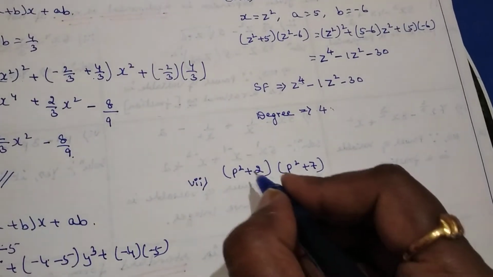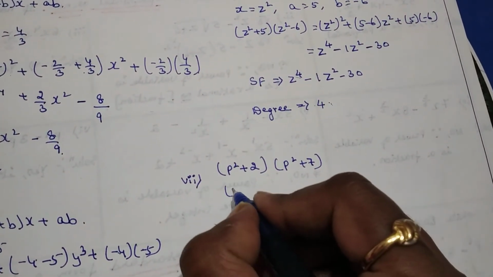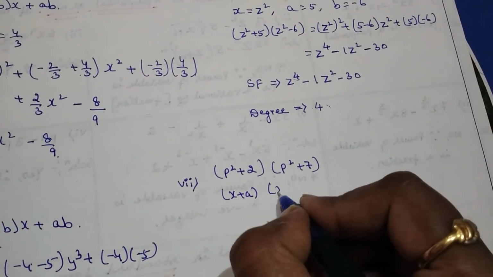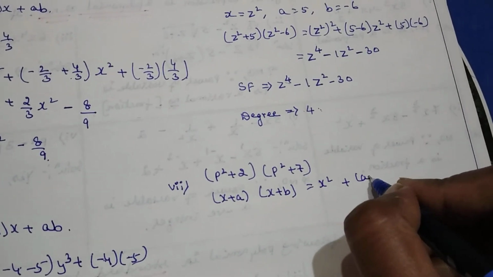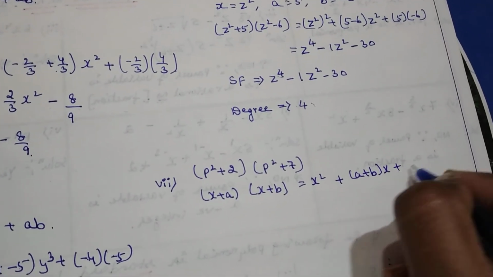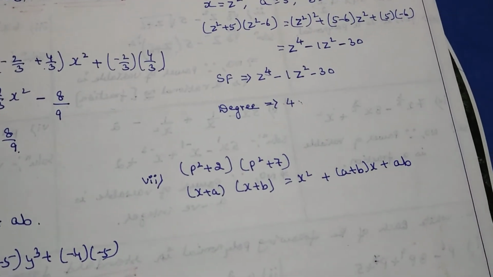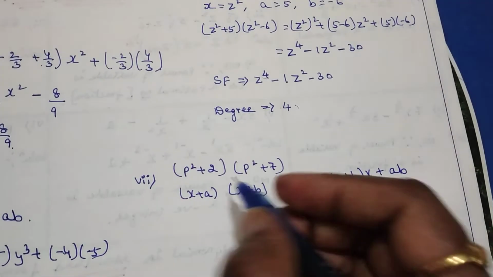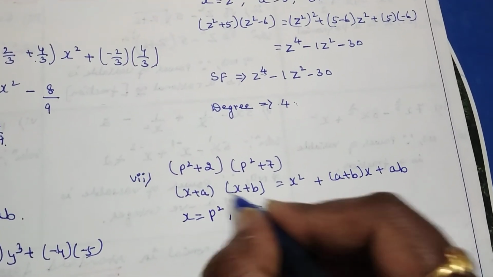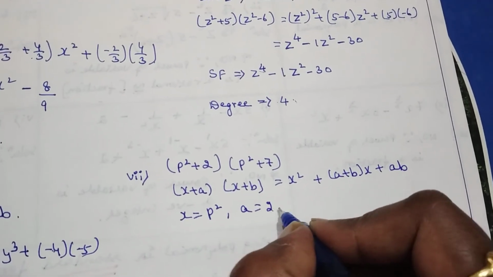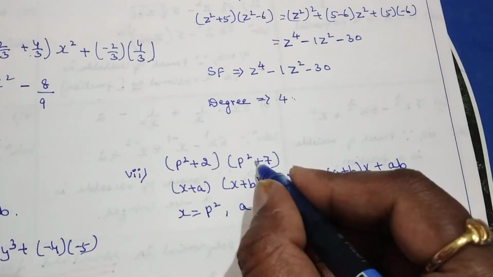So here also the same way, (x + a)(x + b) is equal to x² + (a + b)x + ab. This is the identity. Now compare: the value of x is nothing but p², the value of a, same sign, therefore 2, the value of b, same sign, therefore 7.